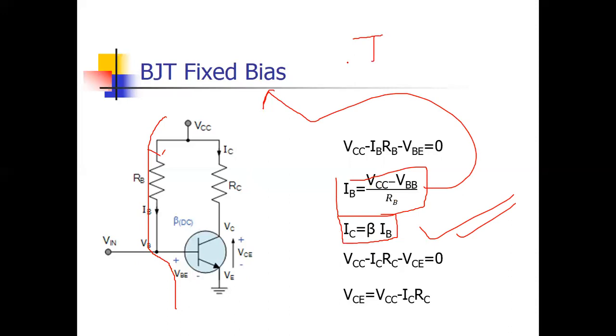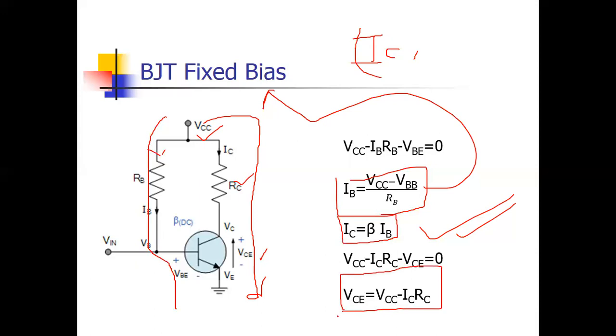Now the first part of the Q point is calculated, that is IC. What do we want to calculate next? VCE. So now we have to apply KVL on the output side. What is that equation? VCC minus IC RC minus VCE equals 0. Here IC RC is the voltage across RC. From this equation, VCE equals VCC minus IC RC.